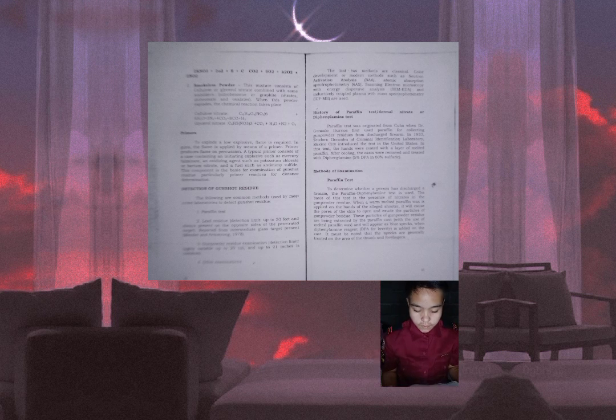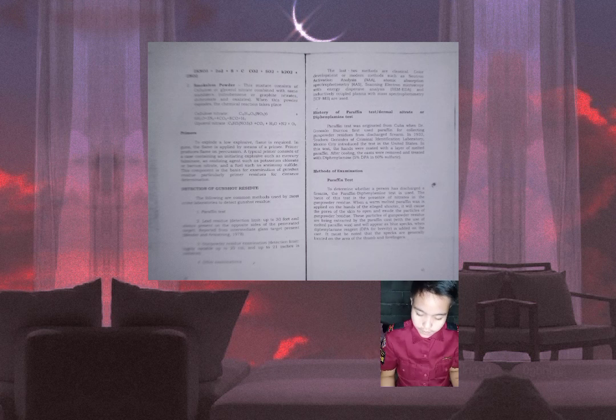So, primers. To explode a low explosive, flame is required in guns. The flame is applied by means of a primer, produced by flame or percussion. A typical primer consists of a case containing an initiating explosive such as mercury fulminate, an oxidizing agent such as potassium chlorate or barium nitrate, and a fuel such as antimony sulfide.